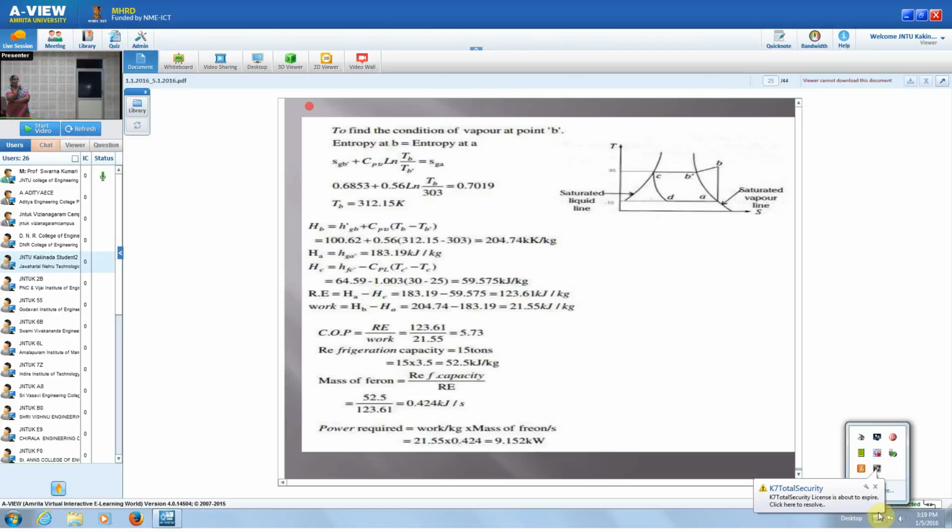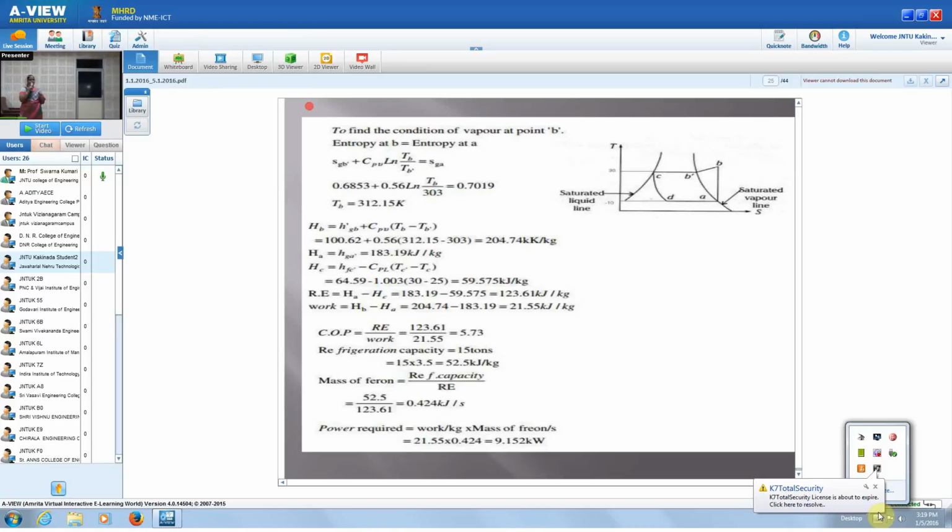So HA minus HD, and the work input required is HB minus HA. The refrigeration effect produced is 123.61 kilojoules per kg, and the work input is 21.55 kilojoules per kg. After finding these two, find out the coefficient of performance. So coefficient of performance is the refrigeration effect by the work input. So it is 5.73.